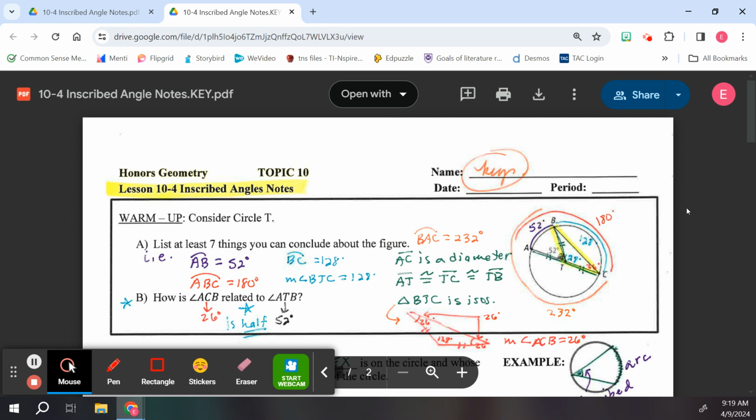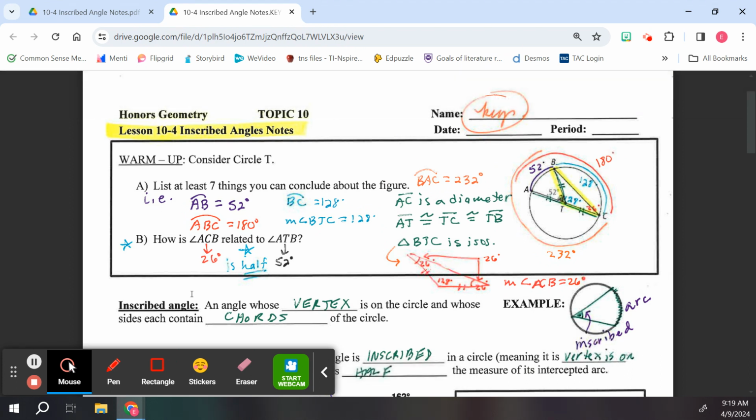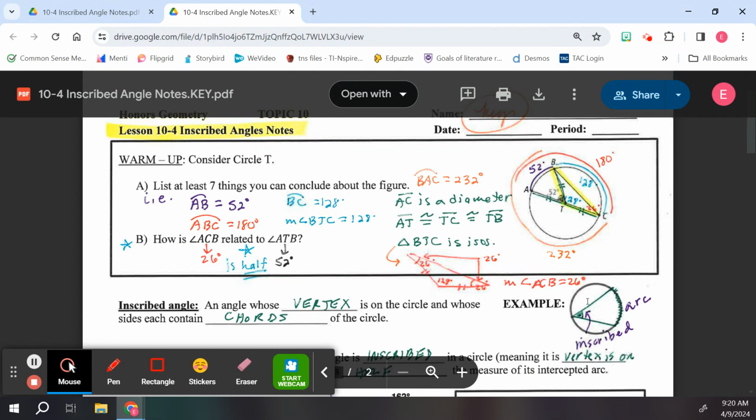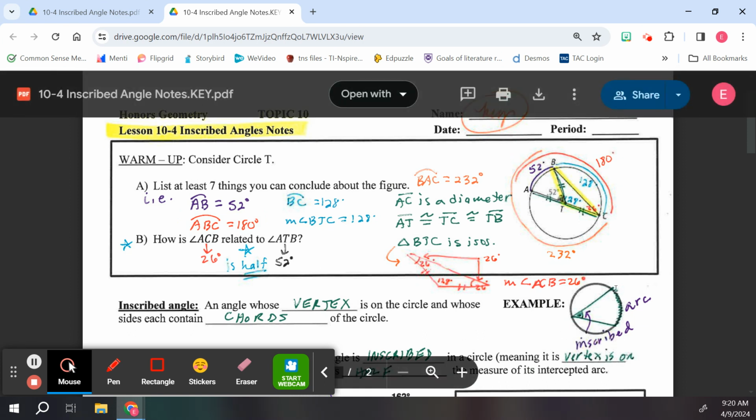Show of hands who's still looking at this. Okay, so let's write down some information. So the first thing we have is, what is an inscribed angle? It's an angle whose vertex is on the circle and whose sides each contain chords of the circle. So if you look right here, this would be an example of an inscribed angle. It doesn't go through the center, okay, but it does intercept an arc.